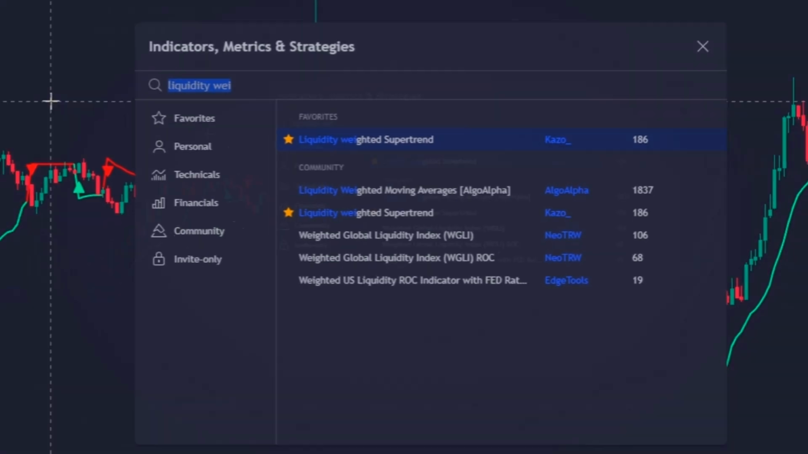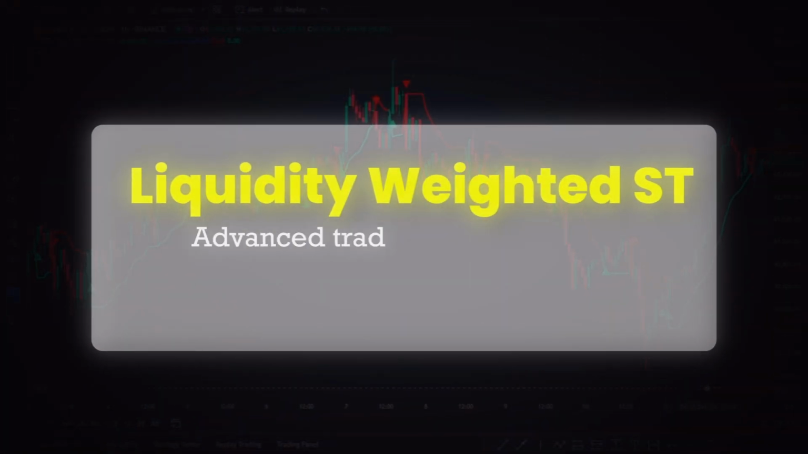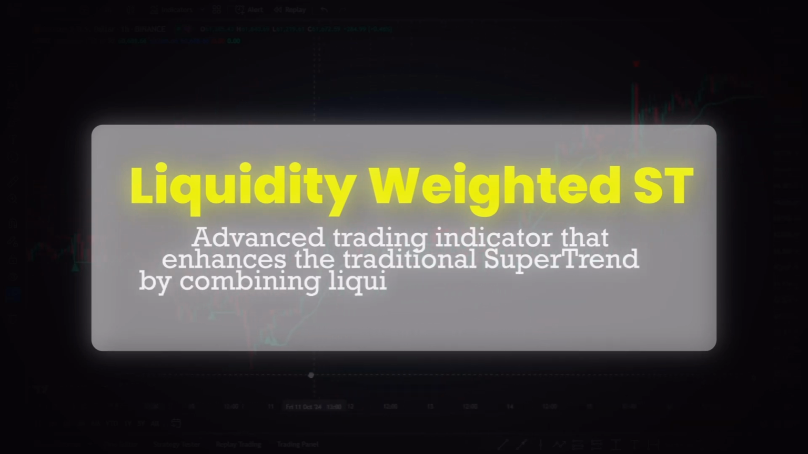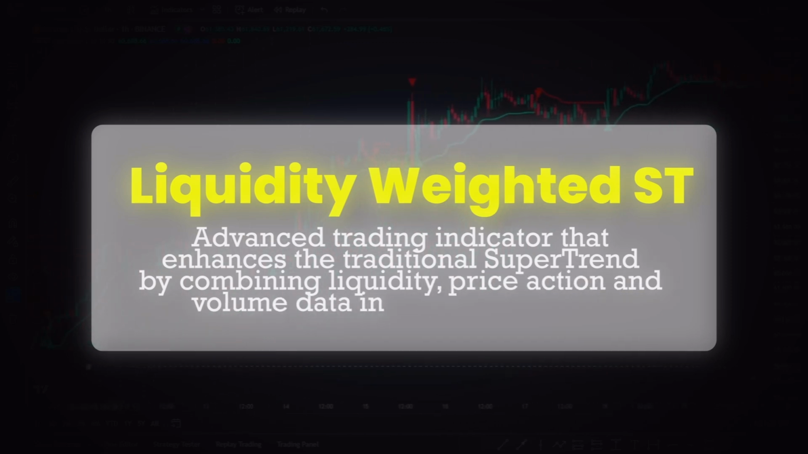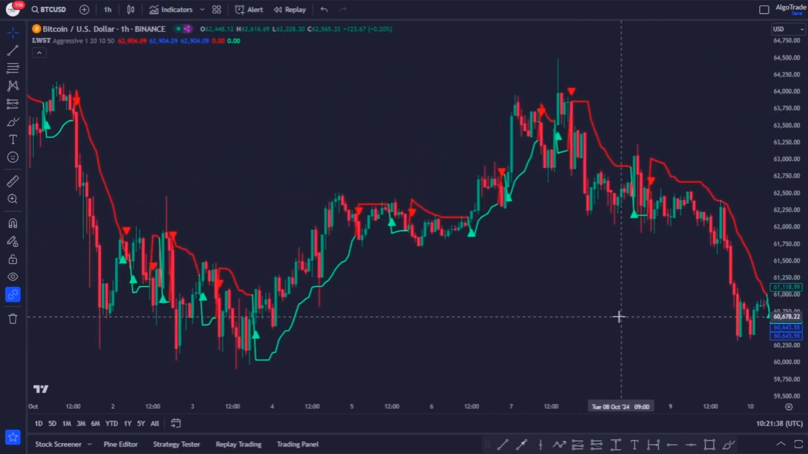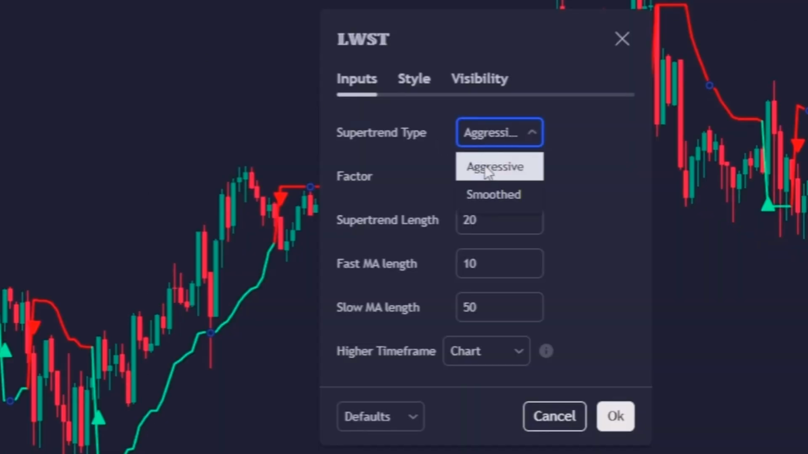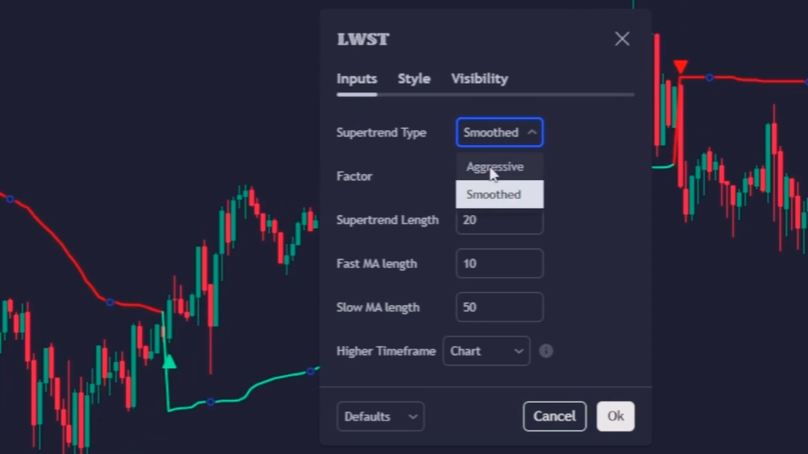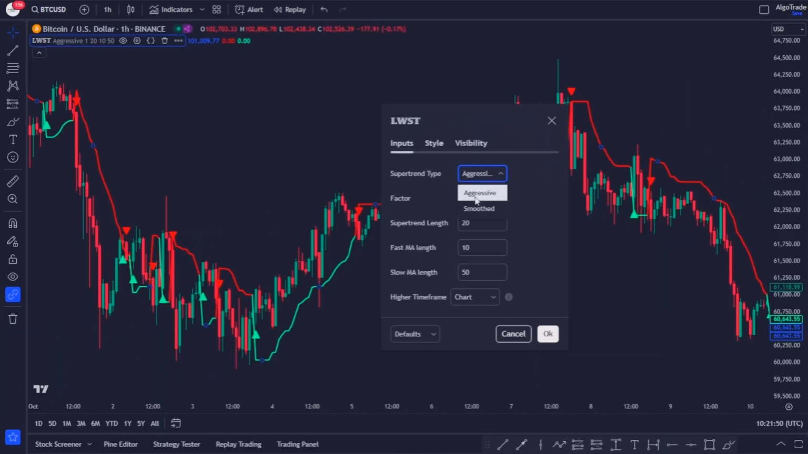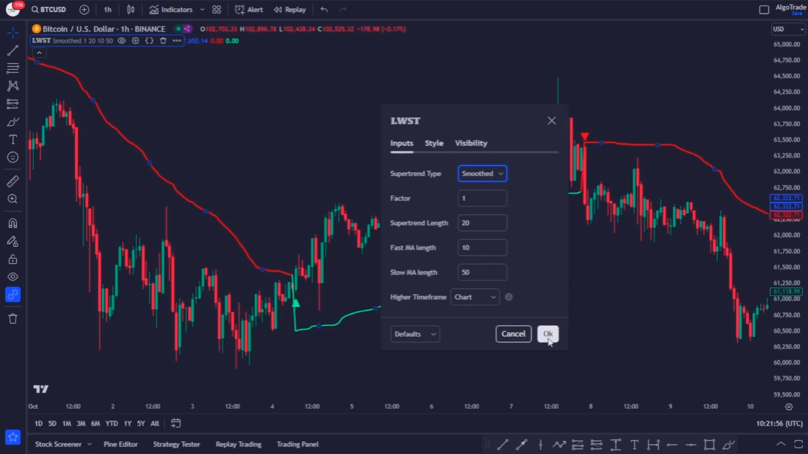By definition, the Liquidity Weighted SuperTrend is an advanced trading indicator that enhances the traditional SuperTrend by combining liquidity, price action, and volume data into its calculations, offering more responsive and accurate trend signals. Designed for flexibility, it features aggressive and smoothed modes to adapt to both short and long-term trading strategies. By default, it uses these settings with the aggressive mode selected, but to reduce some fake signals, in today's analysis I will test this tool with the smoothed mode.